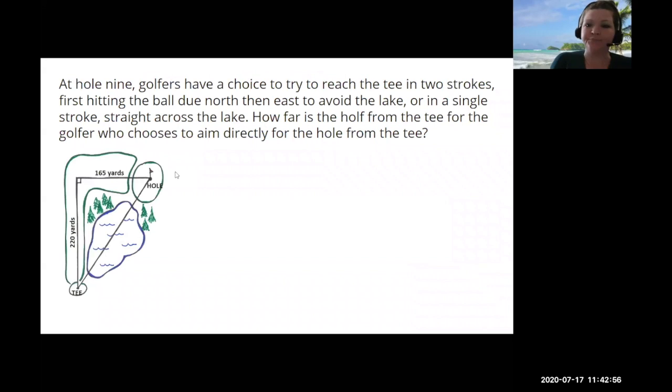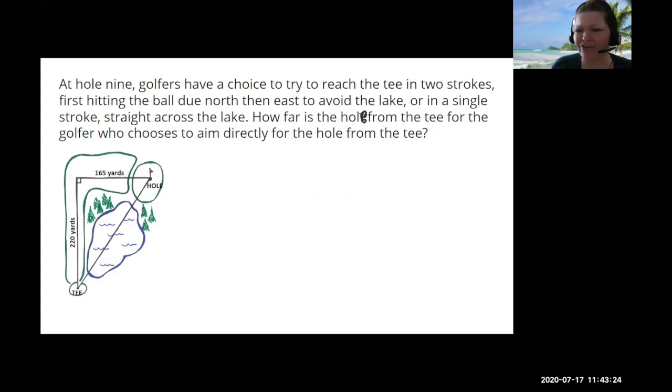Here we go. At hole 9, golfers have a choice to try to reach the tee in 2 strokes, first hitting the ball due north, then east to avoid the lake, or in a single stroke, straight across the lake. How far is the hole from the tee for the golfer who chooses to aim directly for the hole from the tee? What in the world?